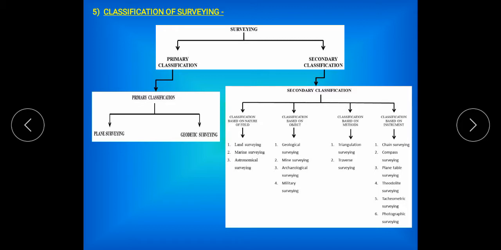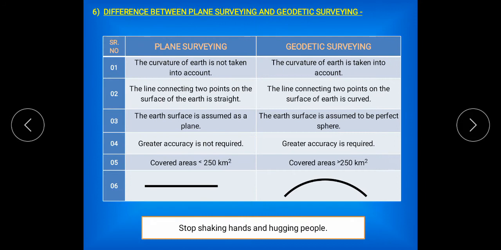Next, the sixth content of the basic surveying subject is the difference between plane surveying and geodetic surveying. This is the sixth content of the first topic, overview and classification of survey. Plane survey and geodetic survey are the subtypes of the primary classification, as we saw in the previous slide. So what is meant by plane survey and geodetic surveying, we discuss in the form of differences.